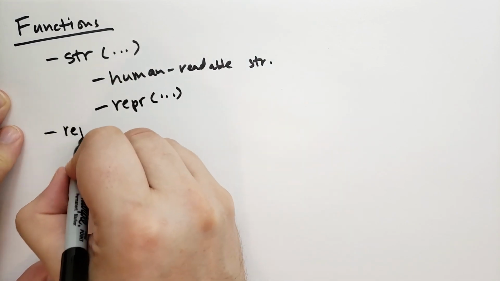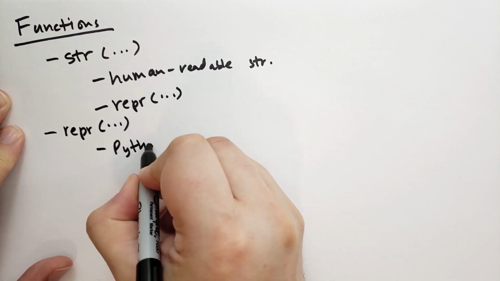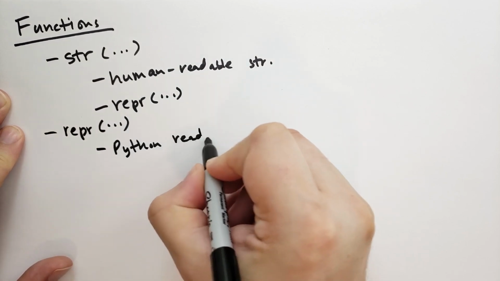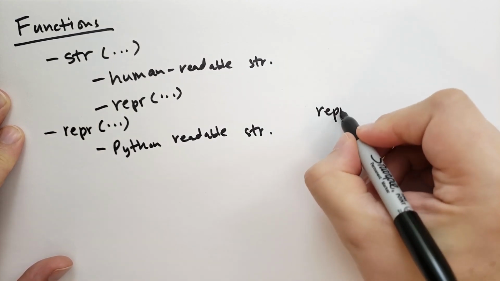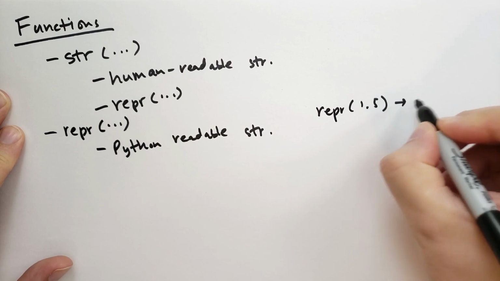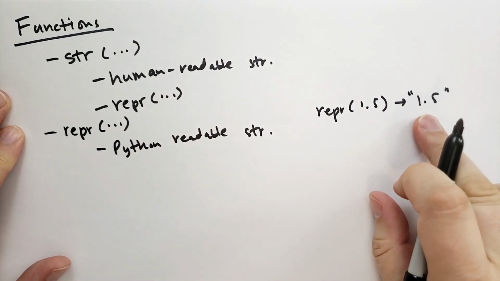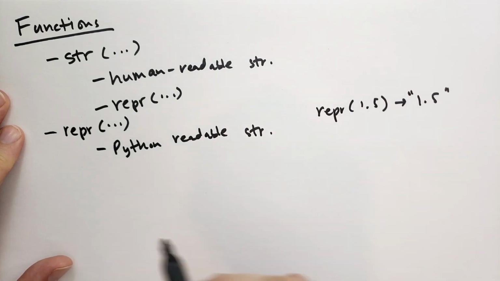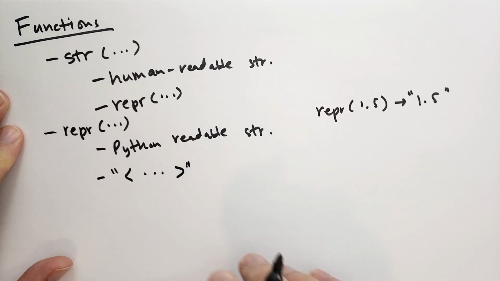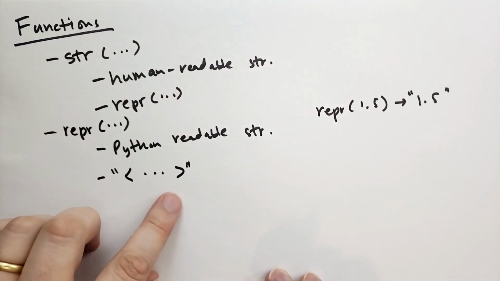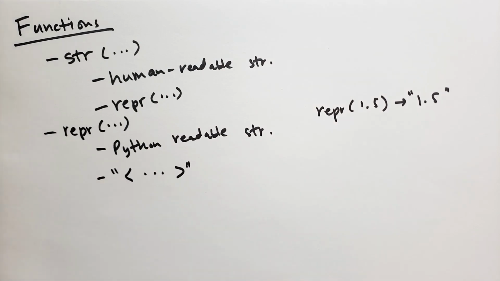Speaking of repr, what this returns is a Python readable version of the string. For instance, repr of 1.5 should give you 1.5, the string 1.5. So you can run this in a Python interpreter, it'll give you 1.5 back. Now if it can't do that, then it will give you something with angle braces. And you might have seen this before in your Python interactive mode. It'll say something in angle braces, especially when you do something like range. That's what repr will give you.